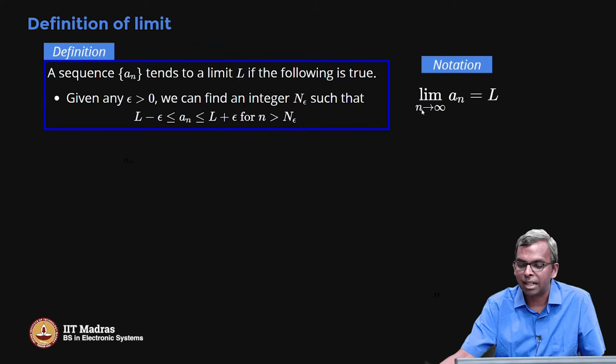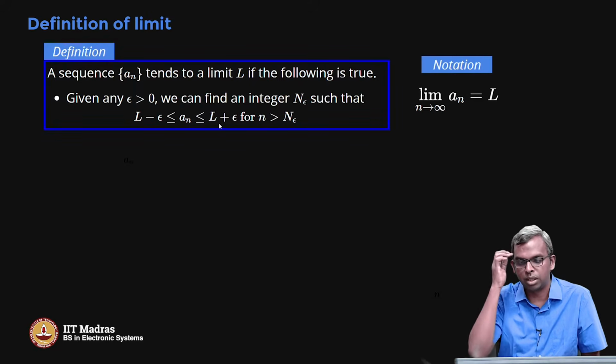It says limit as n tending to infinity, that's how you read it, limit as n tends to infinity of an equals L. If a sequence an has this limit L, a number L which has this powerful property, however small epsilon may be, I can go to a large enough n epsilon so that to the right of that I am within epsilon of L. An is always within epsilon of L, right? That's what this means, okay?